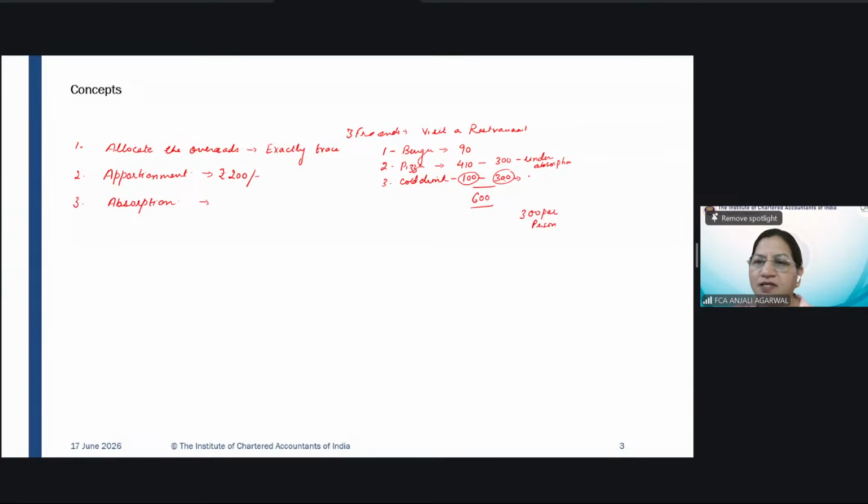And the cold drink becomes a case of over absorption. I hope you understand this. The consumption was only 100, but the overhead that is absorbed is 300. So it's a case of over absorption. When the actual is less than the absorbed figure, then it is a case of over absorption.